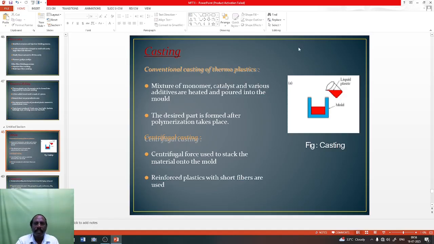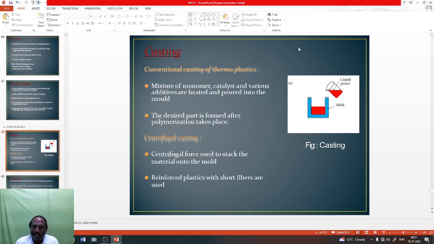Casting: conventional casting of thermoplastics. This means liquid plastics in a mold. A mixture of monomer, catalyst and various additives is heated and poured into the mold. The desired part is formed after polymerization takes place. A centrifugal force is used to stack the material onto the mold. Reinforced plastic with short fibers is used to form this. The liquid plastics are poured into the mold, so you can get various types of plastics.